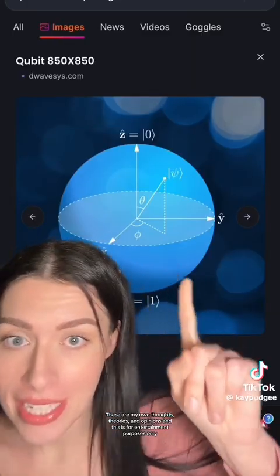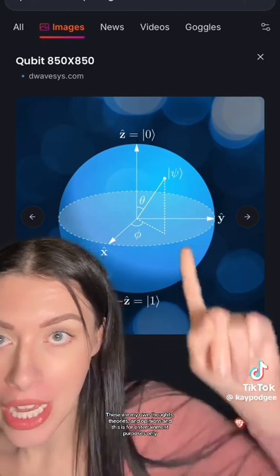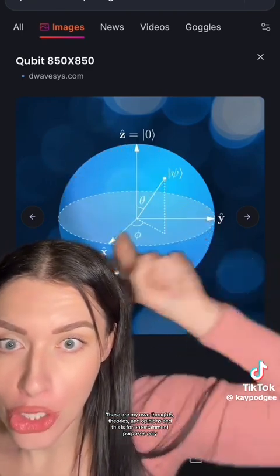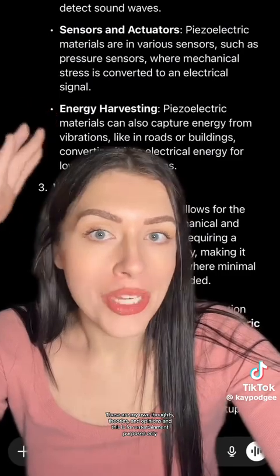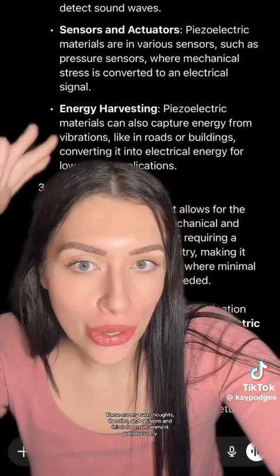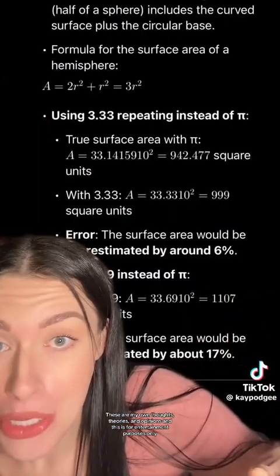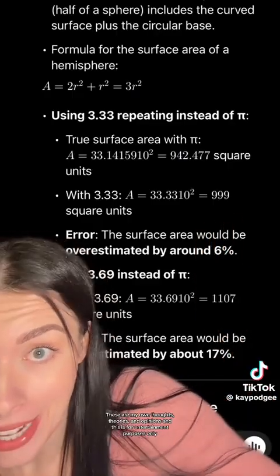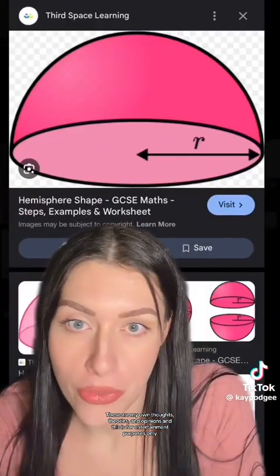Keep in mind, this is the quantum computing model, and look at what they call the particles. Qubits, just like in the Bible. And we can energy harvest with piezoelectric, pi. And the hemisphere would come out to 999. Keep in mind, this is what a hemisphere actually is.